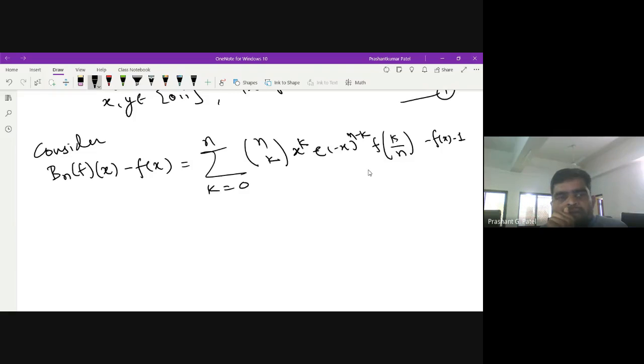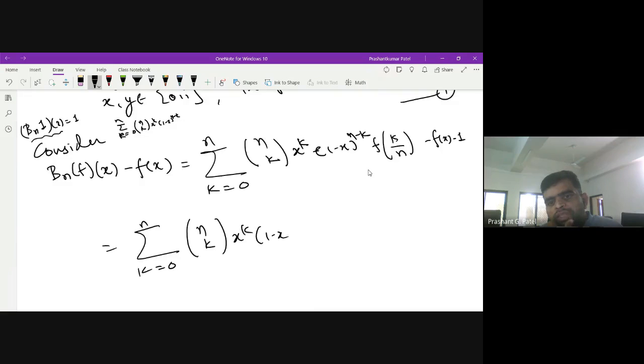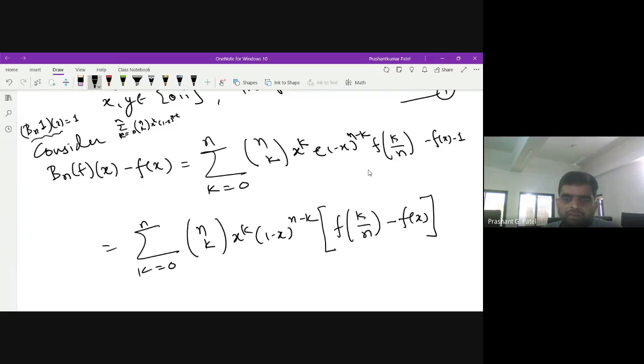Now, what we have done is that Bn of 1 at x will be 1. So instead of this 1, we will substitute Bn at 1. Bn at 1 is exactly the summation for k running from 0 to n of nCk x^k (1 minus x)^(n minus k). So as per that, this is the sum for k from 0 to n of nCk x^k (1 minus x)^(n minus k) times the bracket f(k/n) minus f(x). That is where the value 1 is used. So we have substituted and then taken out this quantity. Now we have to look at this expression. I will call this statement number 2. Now let us look at this quantity.